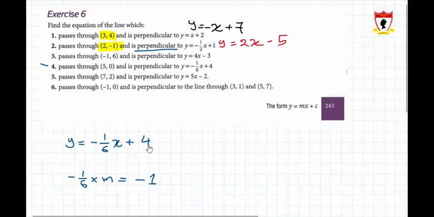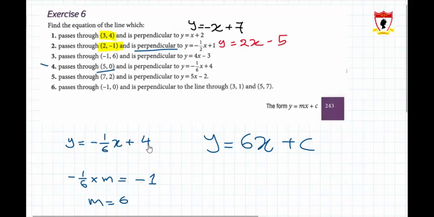Okay. Then we said m is the upside down version of this number with the opposite sign. This number is negative, so m must be positive. This number is 1 over 6, so m must be 6 over 1, and 6 over 1 is just 6. So m equals 6. Now we have the gradient: y equals 6x plus c is the equation of the line of question 4. But c is missing.